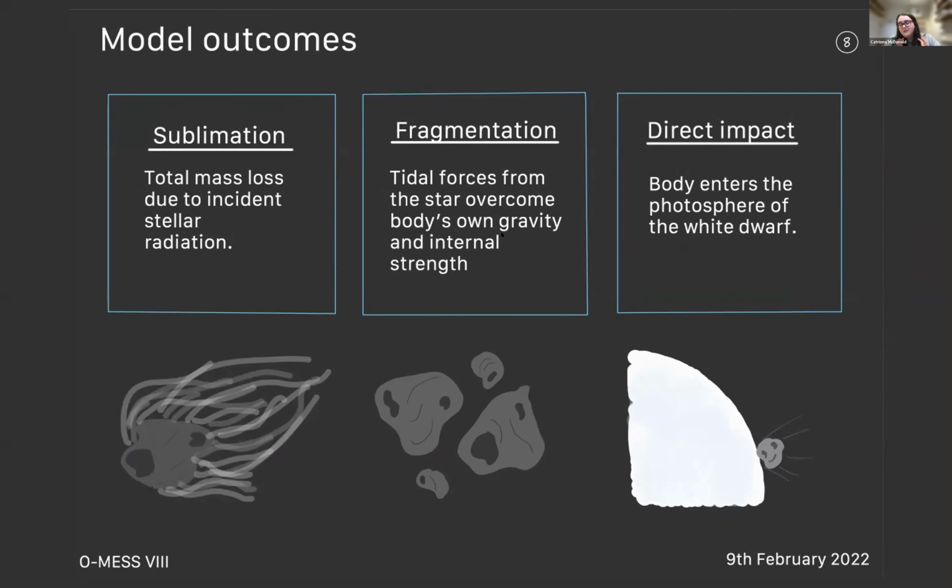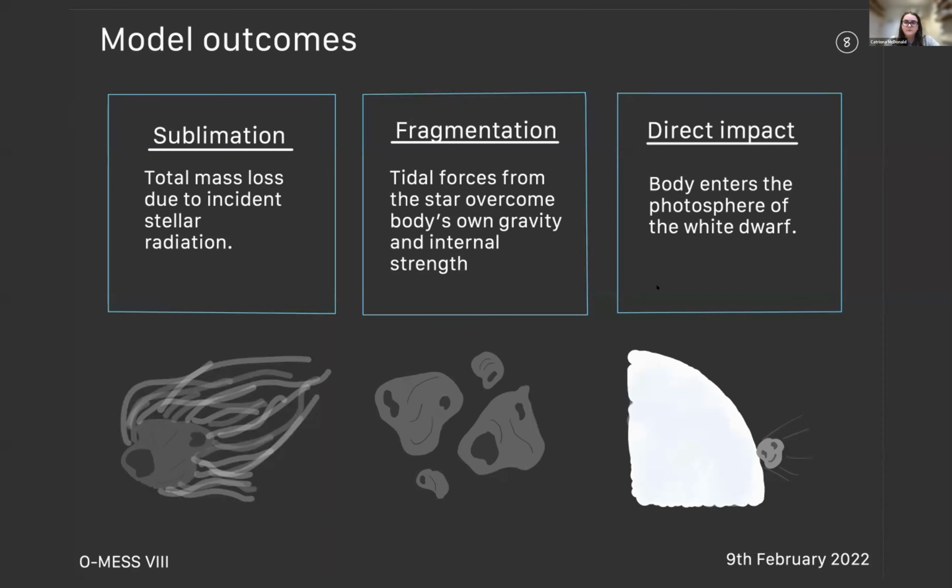Secondly, fragmentation. So when the tidal forces from the star are able to overcome the body's own gravity and it is torn into smaller parts. And thirdly, direct impact. So at this point, if the body doesn't sublimate or fragment, is it able to impact directly onto the surface of the white dwarf based on our orbital assumption that the pericenter is inside the white dwarf's photosphere?